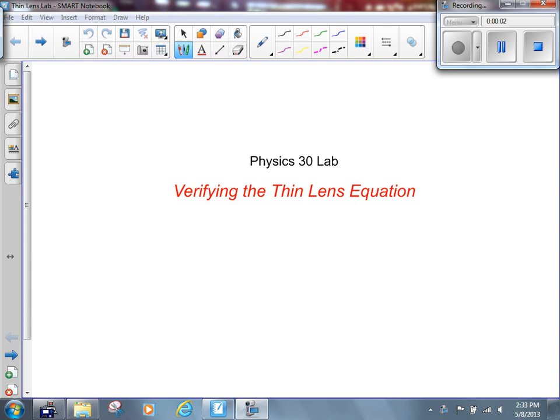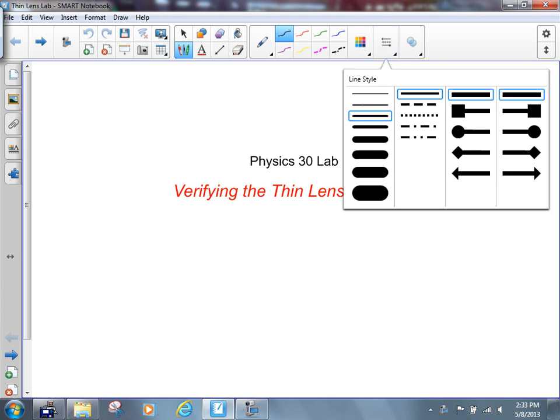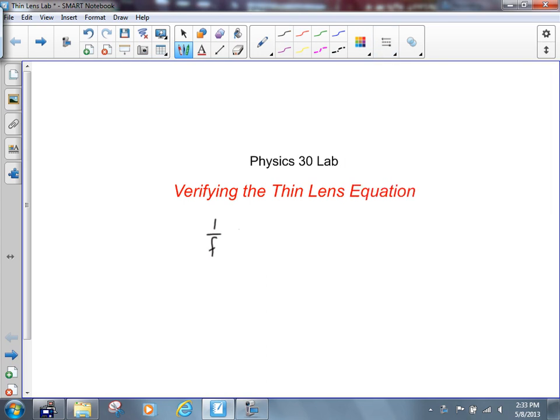Today we will do an activity, the purpose of which is to verify the thin lens equation. Yesterday you learned what the thin lens equation is. It's the same as the mirror equation: 1 over f is equal to 1 over do plus 1 over di. I told you that it works.